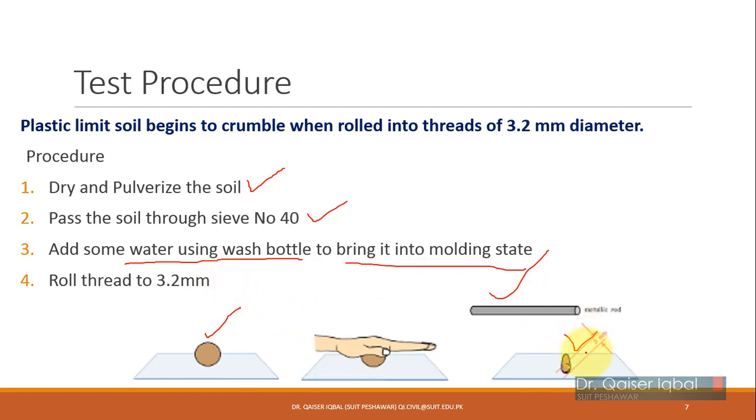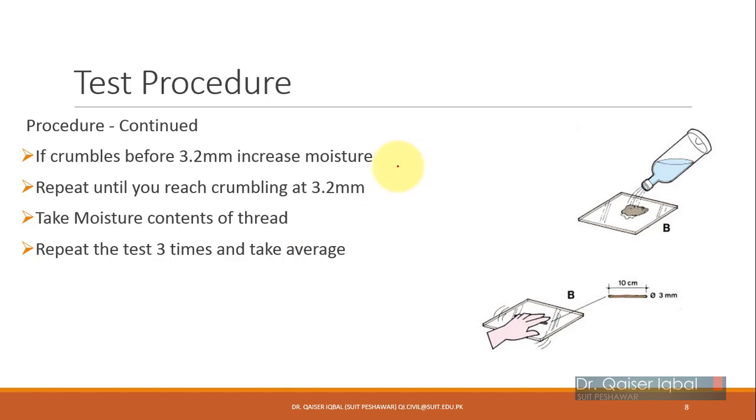So you will start rolling the thread and see if it is going to crumble when it reaches 3.2 millimeter. If it does not crumble, it means that its moisture content is still higher. So what you will do, you will keep on rolling it, take it in your hand, keep on molding it around in your hand, and then start rolling again to reduce its moisture content. But if it is going to crumble before that, then it means that the moisture content is still less than the plastic limit, so you will add some more moisture into the sample.